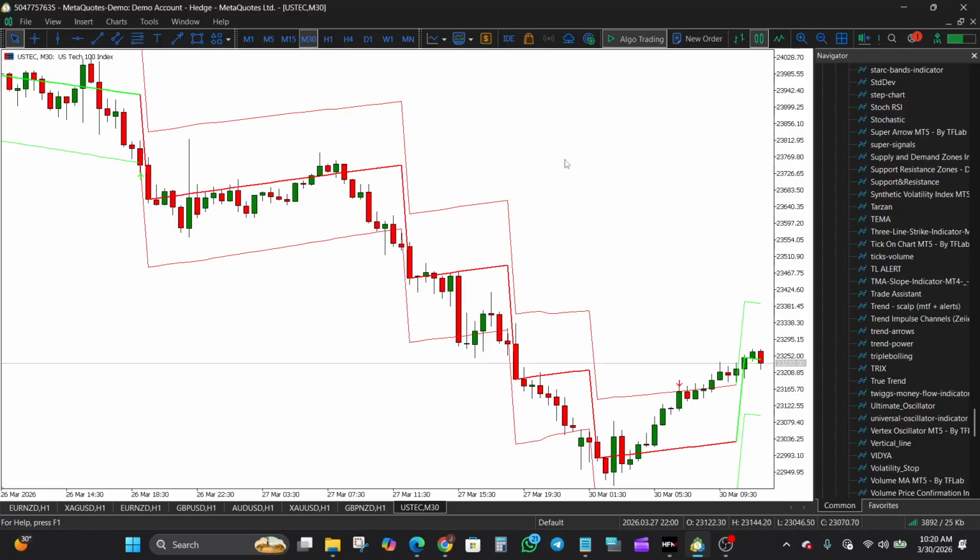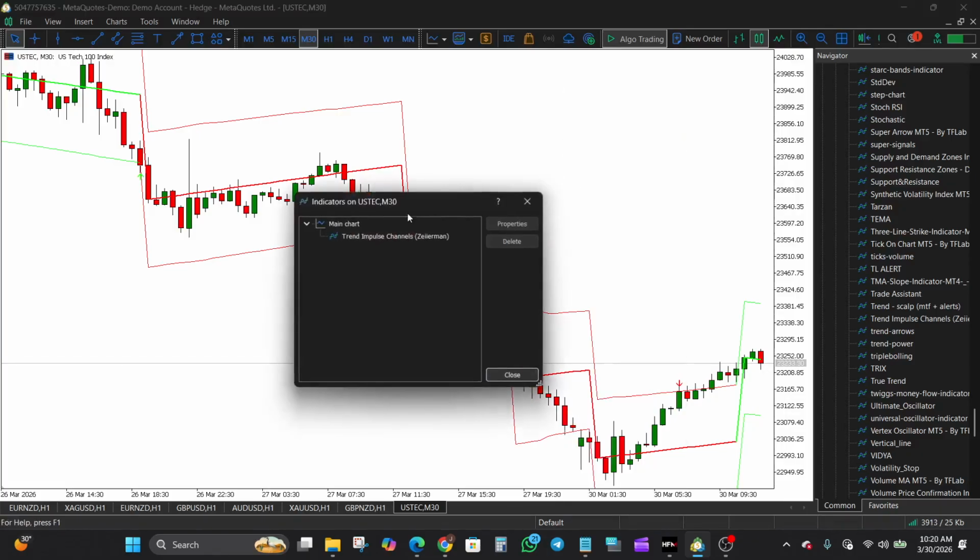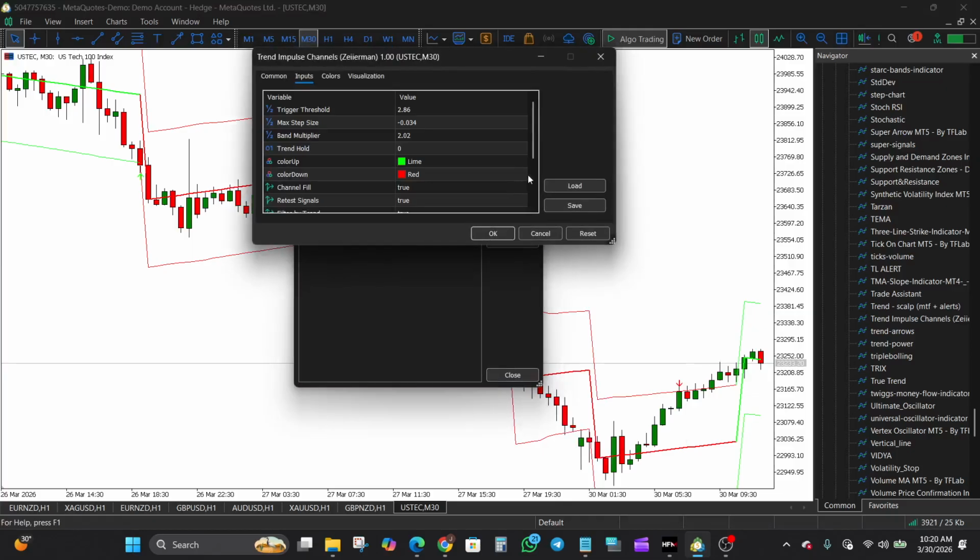All right, so let's quickly go to the inputs to see the properties of the indicator. You can see these settings. You can modify them according to your taste, depending on how you want the indicator to react. You can see if you want channel fill, if you want retest signals, if you want to filter by trend, and all of that. The band multiplier, maximum step size, and all of that.